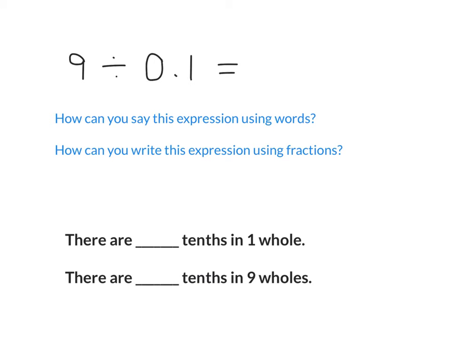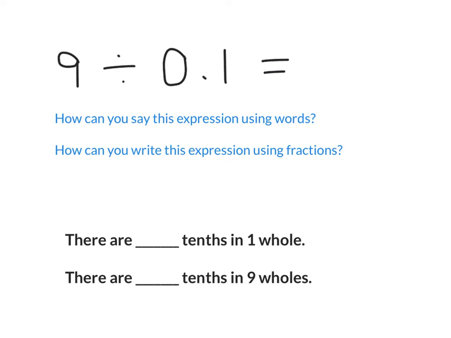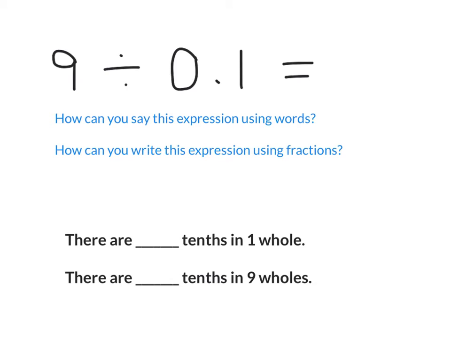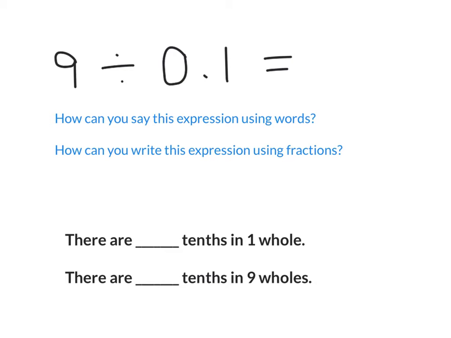Go ahead and start by writing this equation in your notebook. 9 divided by 0.1. So we would say 9 divided by 1/10. Okay, now, right next to where you wrote it, see if you could write that using fractions. Well, if it's 9 divided by 1/10, wouldn't it be like that?